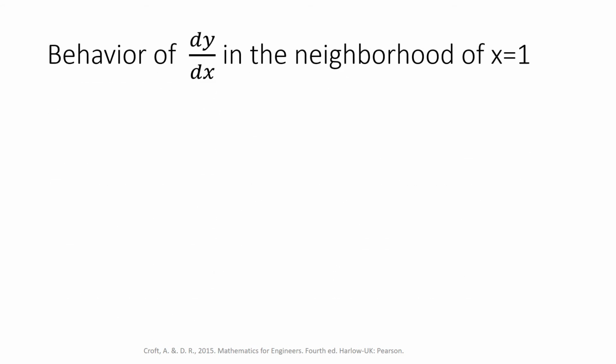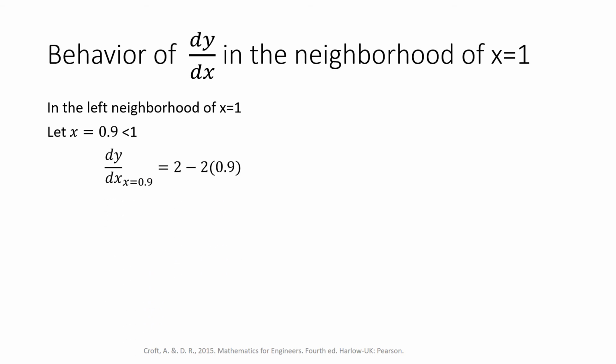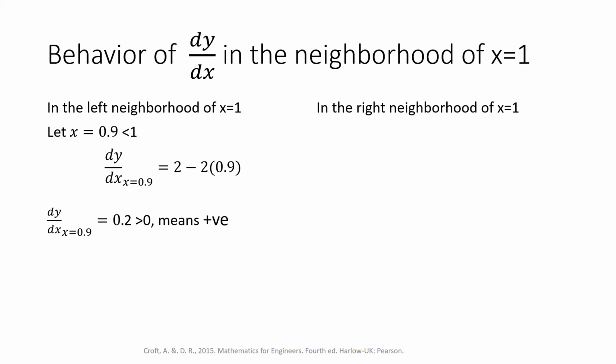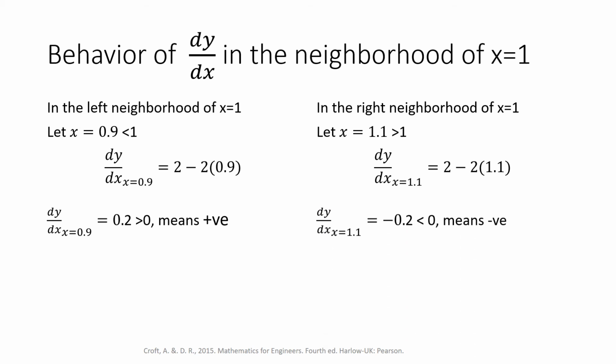Okay, behavior. With the same version, before 1, or smaller than 1, we take 0.9, we plug it in the derivative, and the result is 0.2, which is positive. Now after 1 we will take a number, the number depends upon you, but stick close to the point where you are going to find the maximum or minimum. Then plug in the value you suppose. This time it's coming negative, so from positive to negative. So this is a maximum point.